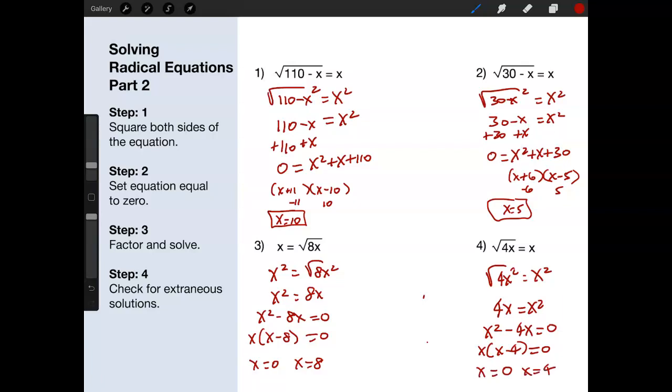So remember, when solving radical equations in this fashion, you need to follow these 4 steps to be successful.